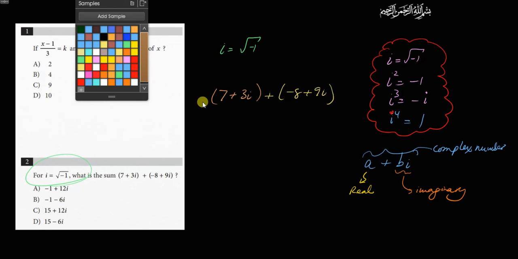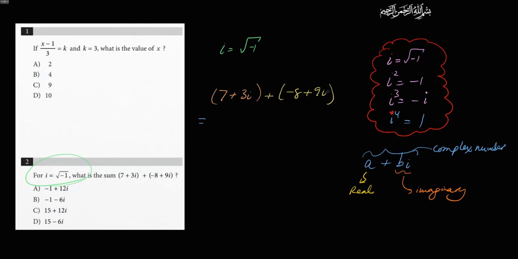All right. So when you're adding complex numbers or subtracting complex numbers, you add the real part and then you add the imaginary part. So in this case, you're going to add the 7 and negative 8. That's going to give you negative 1, and you add the imaginary part right here. That's 12i. So negative 1 plus 12i, and I think that's the answer over here. That's pretty easy, right?